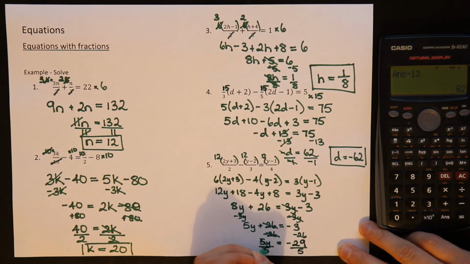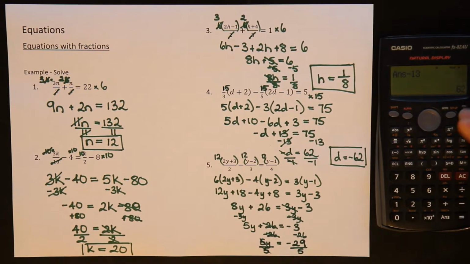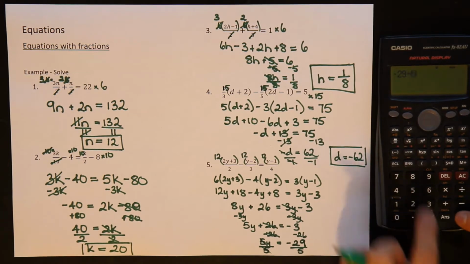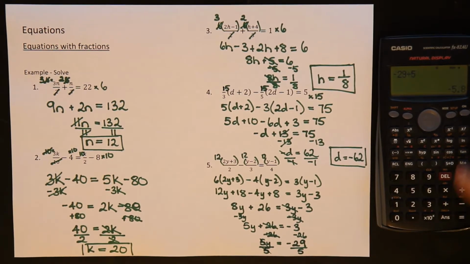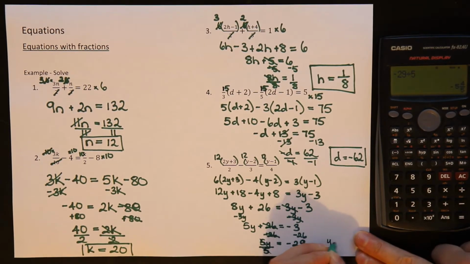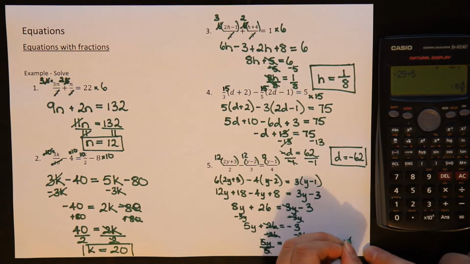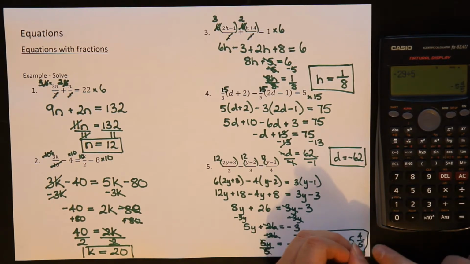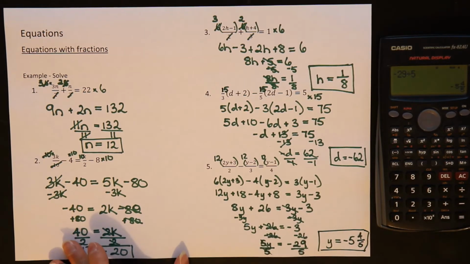Okay, that's not going to go nicely. It's going to be a mixed numeral, so we can always type that in. Minus 29 divided by 5. Oops, not that one. Let's do the mixed numeral. So y is equal to minus 5 and 4/5. Okay, so there it is.